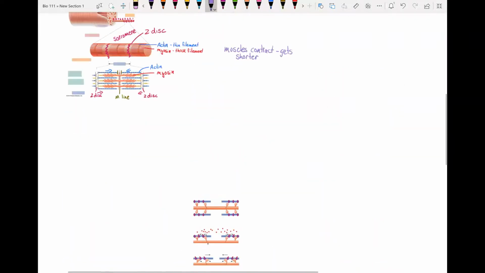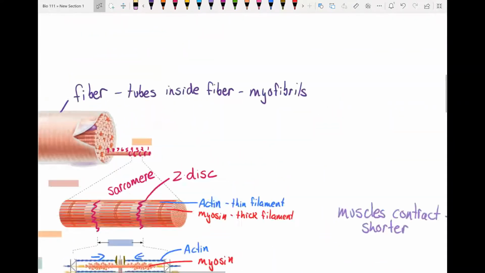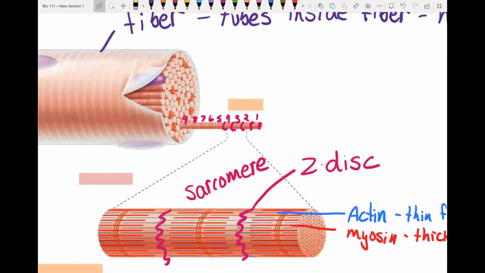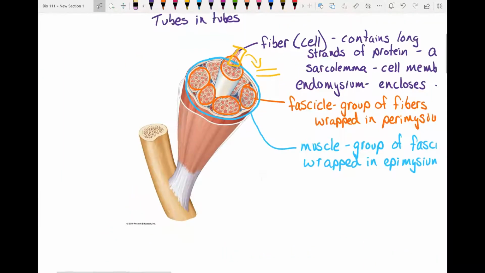And remember back up here how you have all these sarcomeres lined up end to end? If each one of those gets a little bit shorter, that whole fiber gets shorter. And when all your fibers get shorter, your whole muscle gets shorter. And here you can see, here's the bone. When that muscle gets shorter, it's going to pull that bone and make it move.